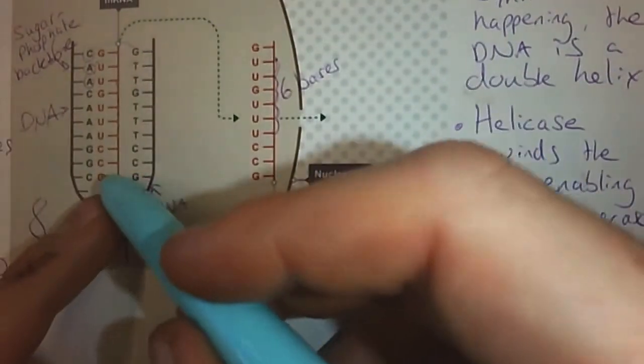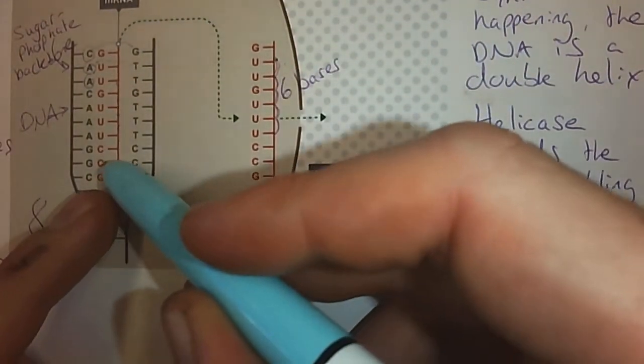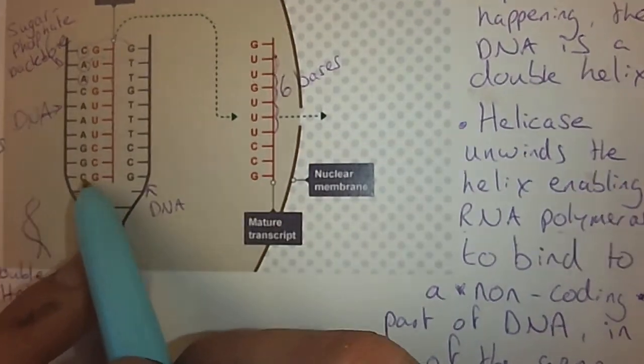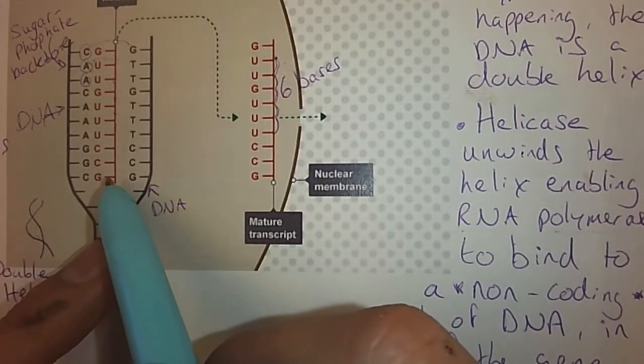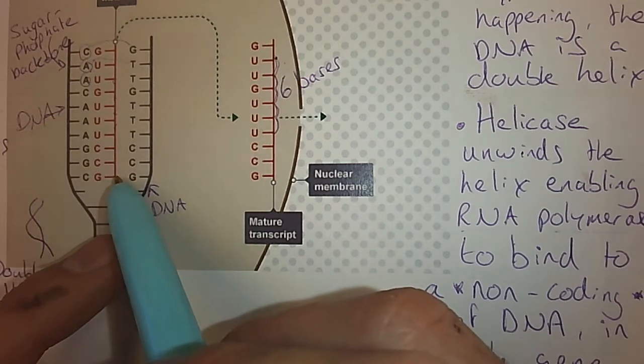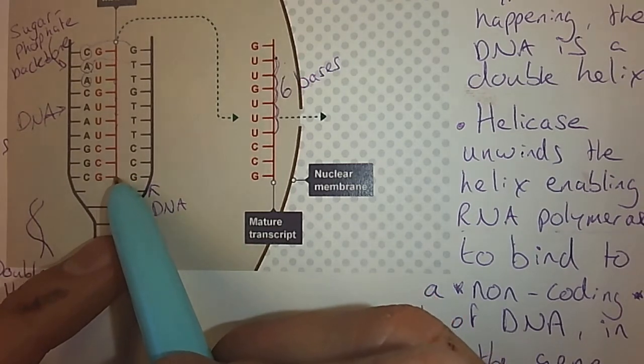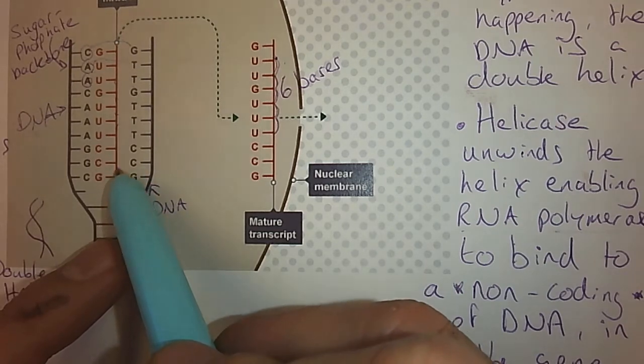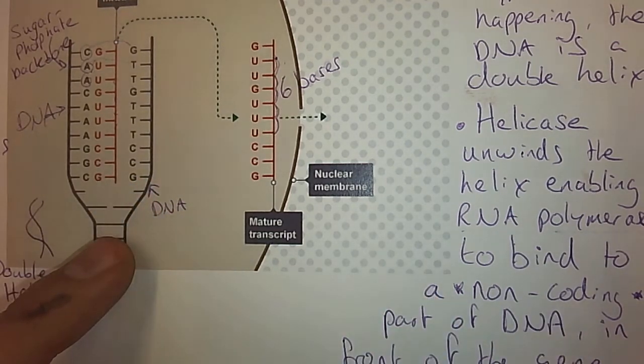So the G is coming in and binding, the C is coming in and binding, and then this C is coming in and binding. Yes, they're binding to the complementary base pairs, but we need an outside enzyme to create this sugar phosphate backbone. And that's what the RNA polymerase does.